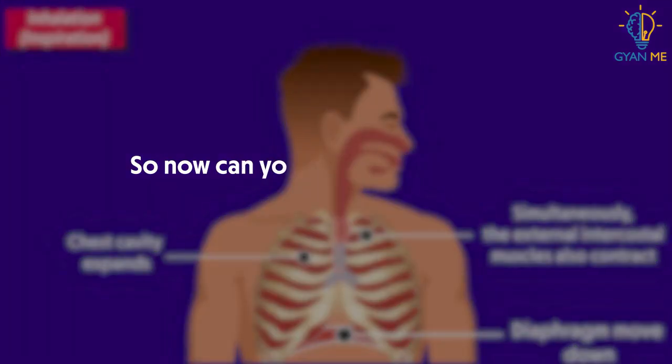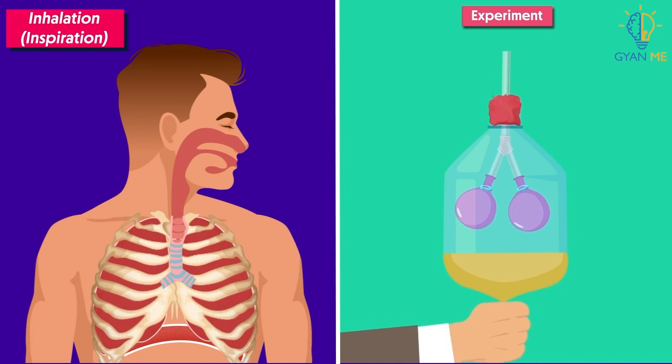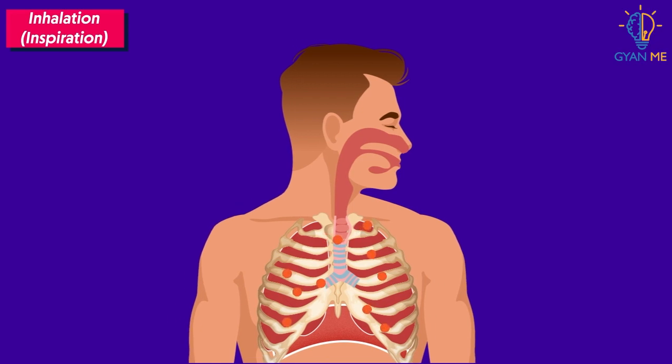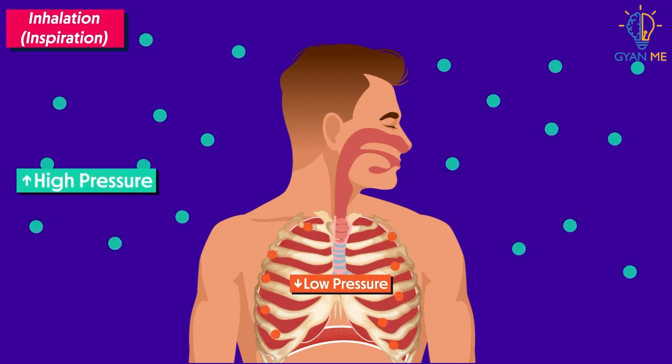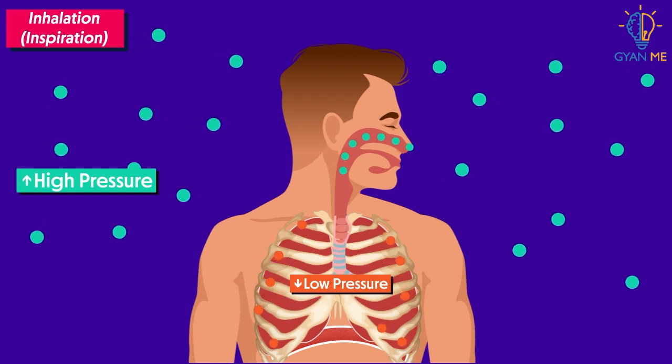So now can you guess what must be happening to the air pressure inside the lungs? To answer this, just compare it with our balloon experiment where we stretched the knot up and the cavity inside the balloon expanded. Yes, you are right. In exactly the same way, the air pressure inside the chest cavity reduces. Consequently, the air outside, which is at higher pressure, enters and reaches the lungs via respiratory system.